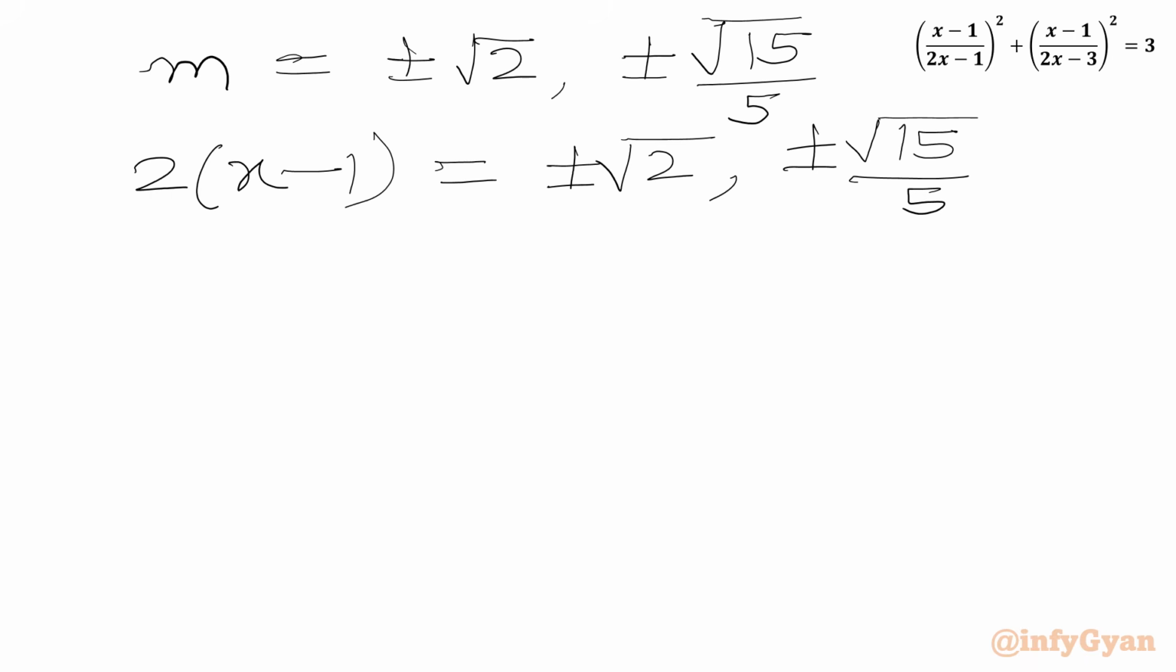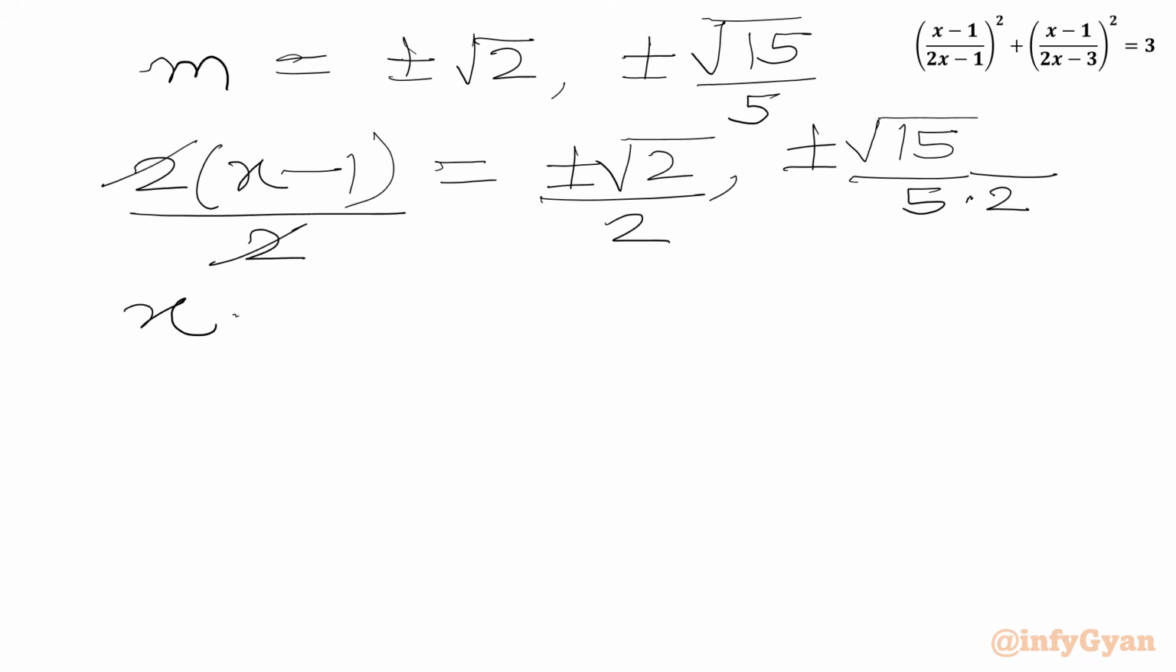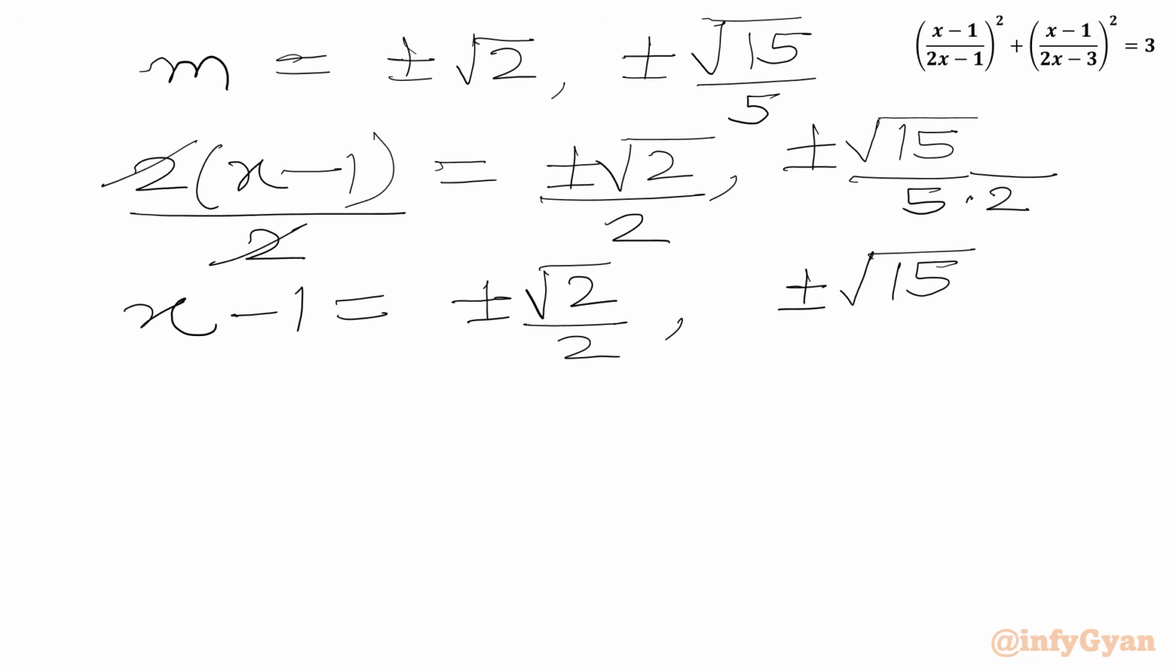Now we will divide both sides by 2. Let's divide, so 2 times 2 in the denominator. So this 2 and 2 will be over from the left hand side. x minus 1 will be equal to plus minus root 2 over 2, and we will write plus minus square root 15 over 10.